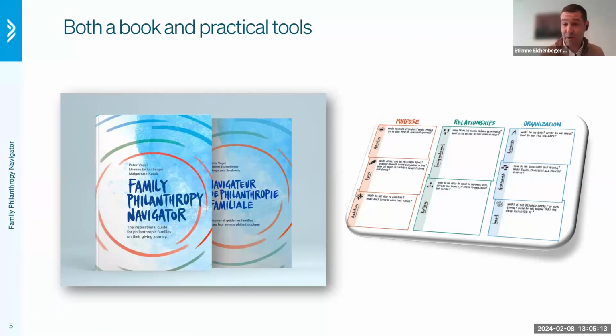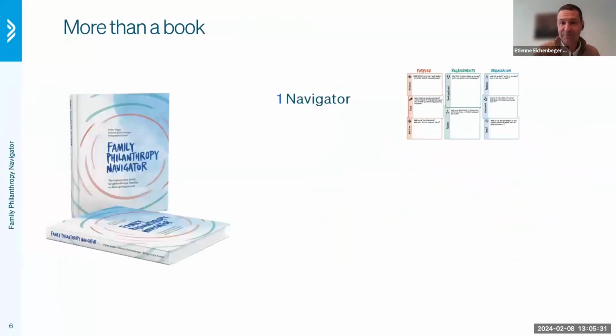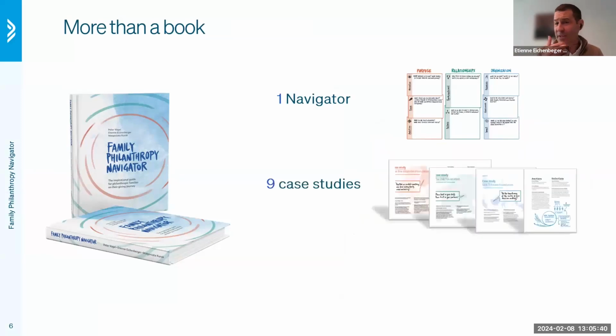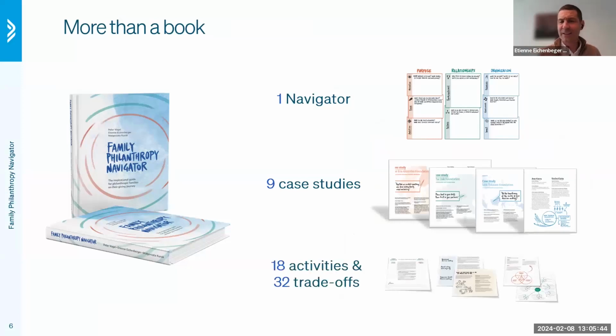Creating change has complexity. But if you ask yourself the right questions, and not all the questions are as relevant as they look, you should order your questions. So the navigator that you can see, which I will go into in more detail, is about highlighting some of the questions we think are more important than others. So the navigator, as I said, is more than a book. You have the navigator, which I'll go into in the next slides a little bit more in detail. There are also case studies, I will present one. And there are also activities and trade-offs.